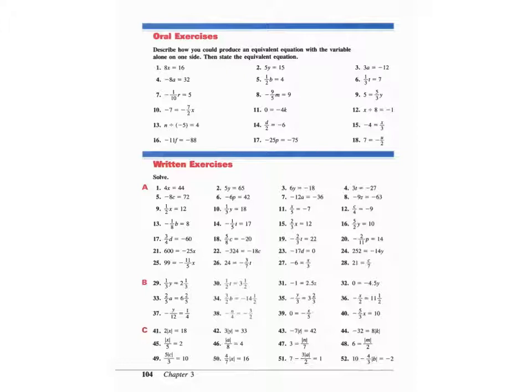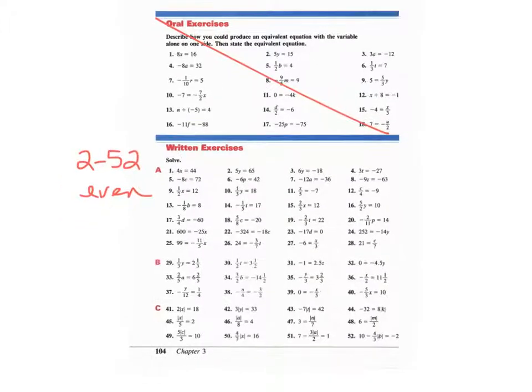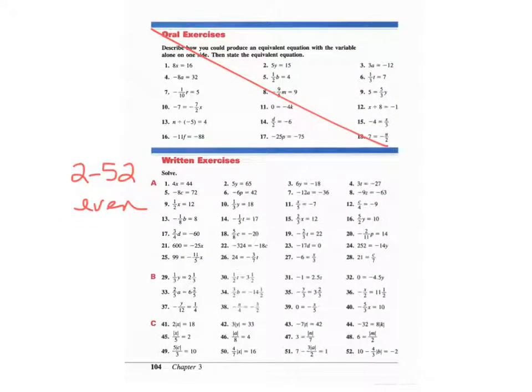So we're at the oral exercises. Let's try a couple. And then I'll give you your assignment. For the homework, again, you're not doing the oral exercises. We're doing only written. And you're going to be doing 2 through 52 even. You don't need to do the problems, just the written exercises. So let's try a couple.